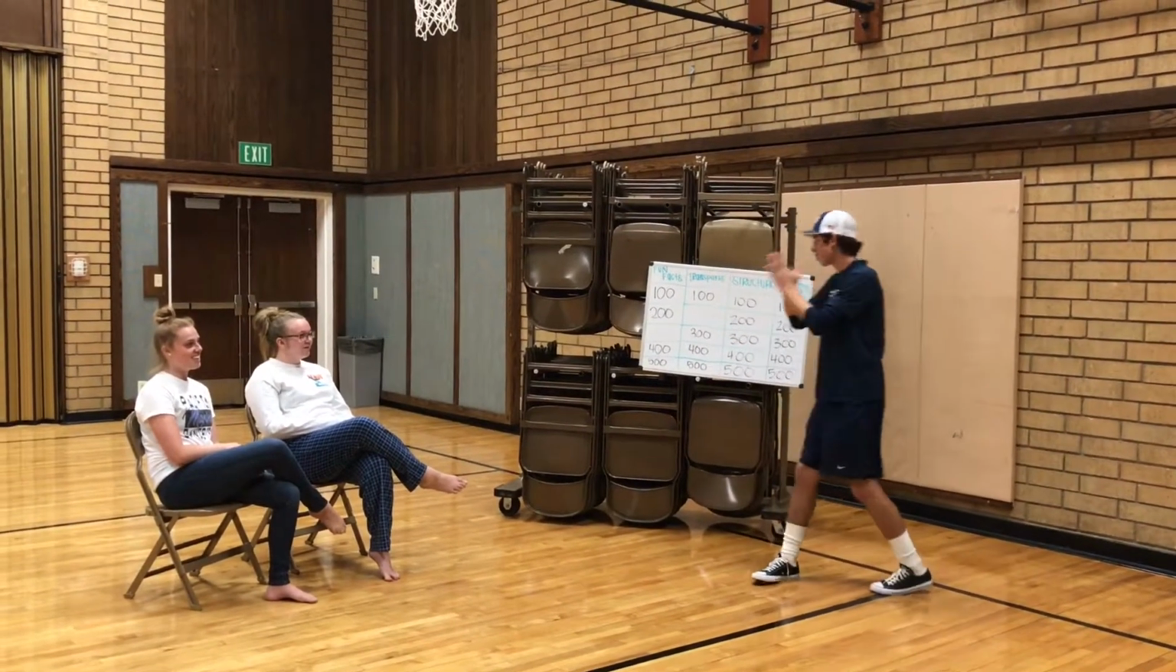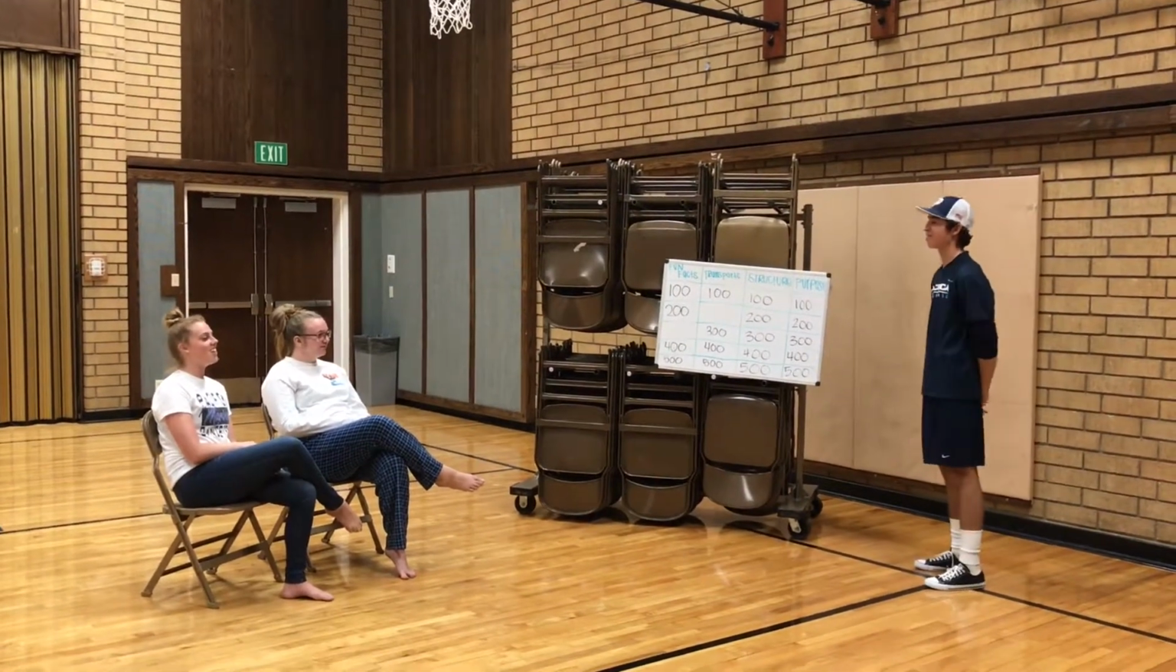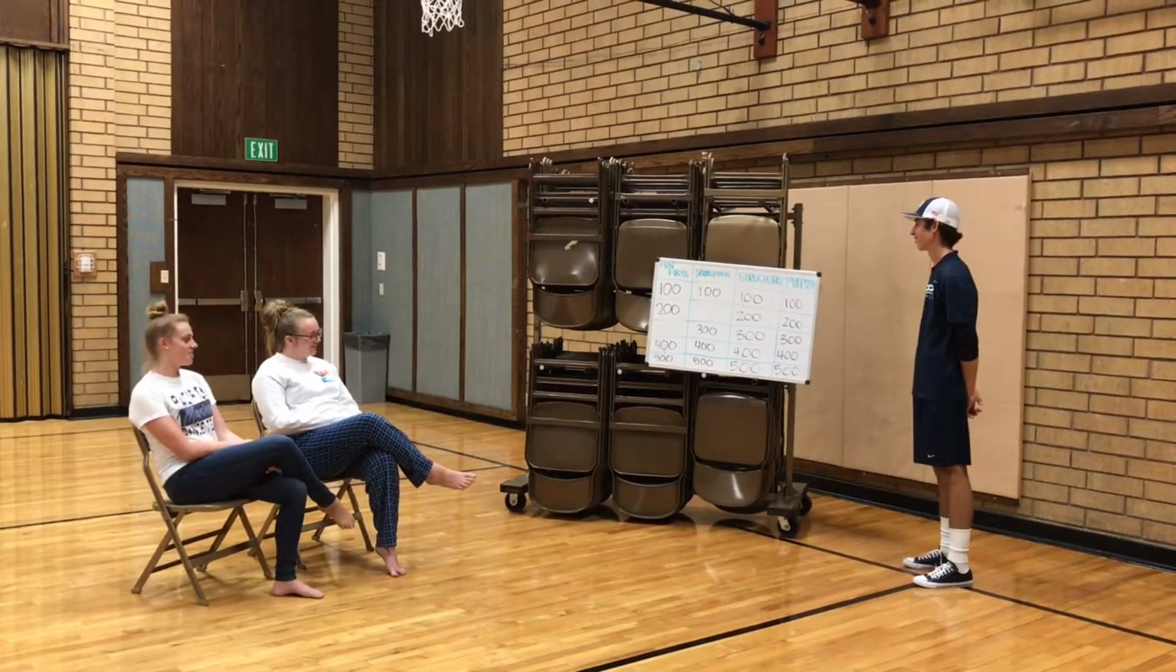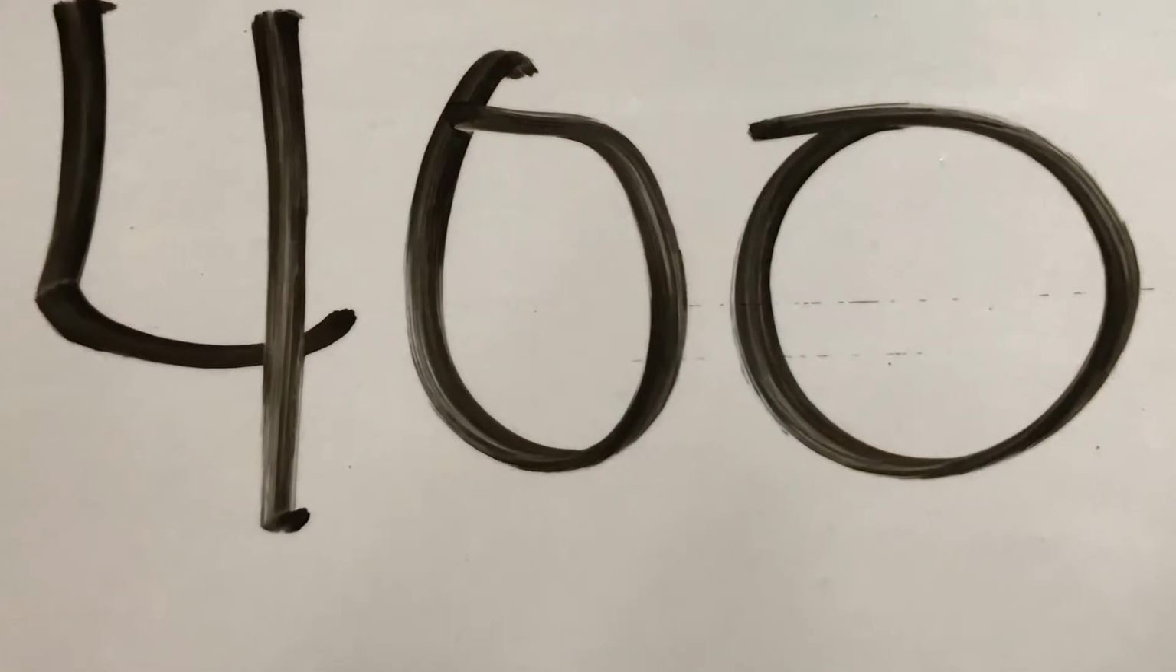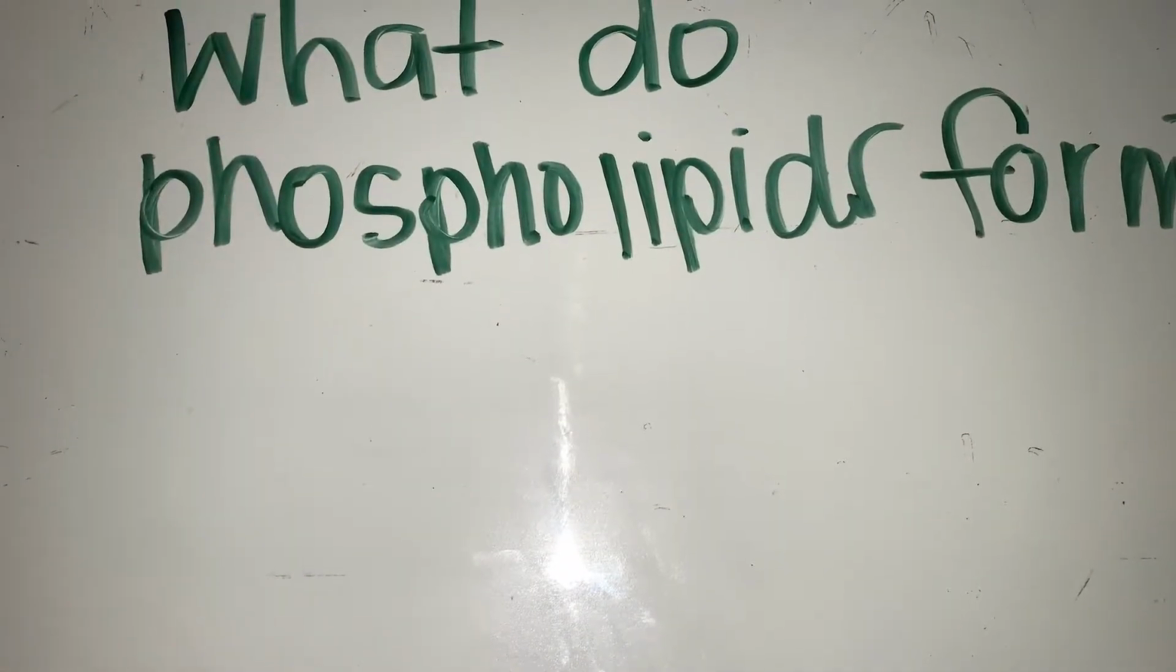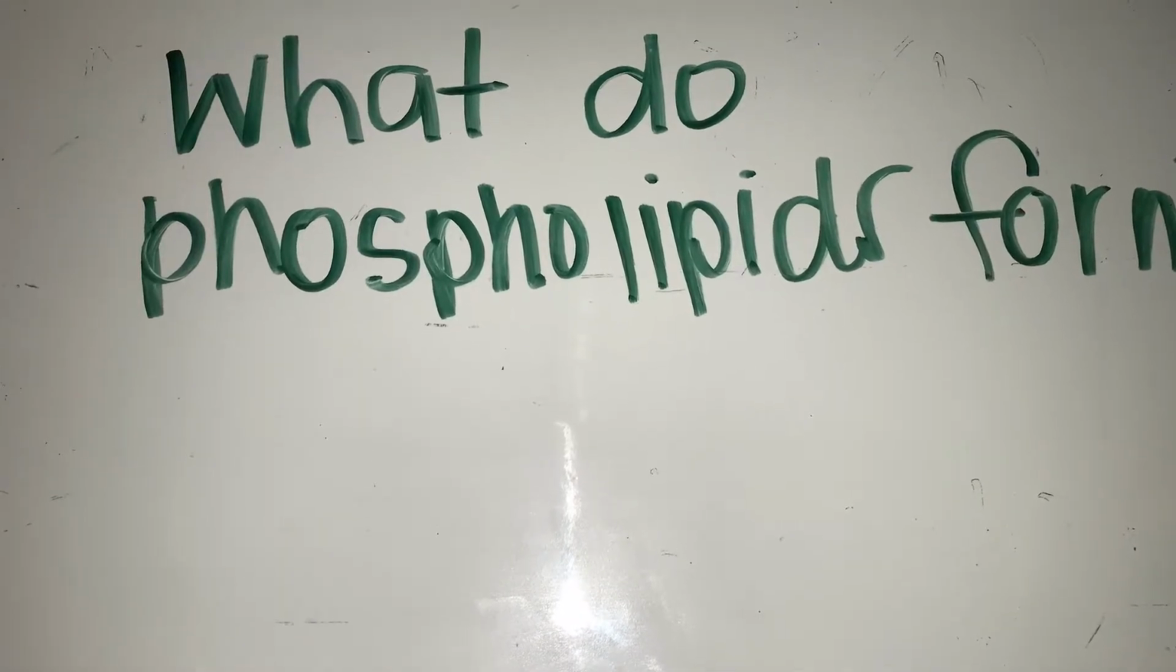Emily, it's now your turn. Which one do you choose? Structure for 400. What do phospholipids form? What is the phospholipid bilayer?